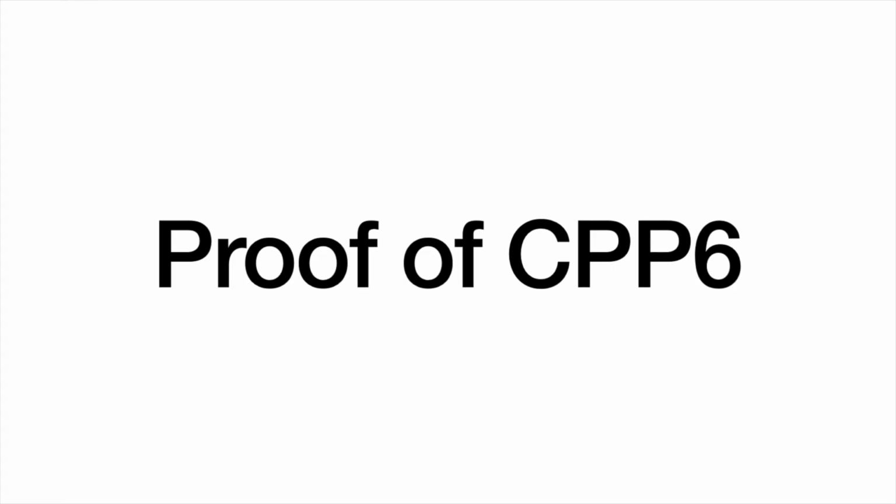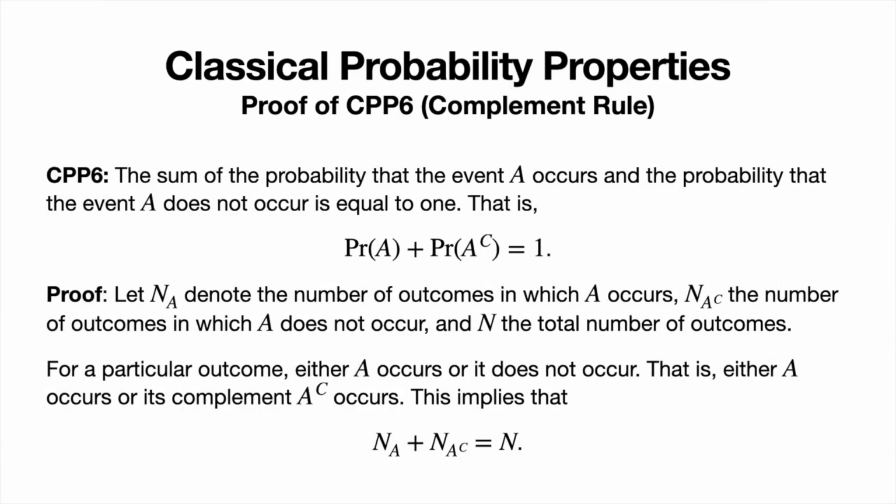Finally, let's prove property 6. Property 6 says that the sum of the probability that the event A occurs and the probability that the event A does not occur is equal to 1. Notationally, the probability of A plus the probability of the complement of A will always be equal to 1. Well, to prove this, let N sub A denote the number of outcomes in which A occurs. Let N sub A complement denote the number of outcomes in which A does not occur, and then finally N be the total number of outcomes.